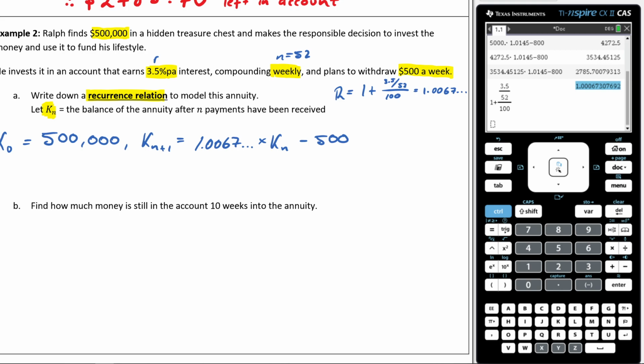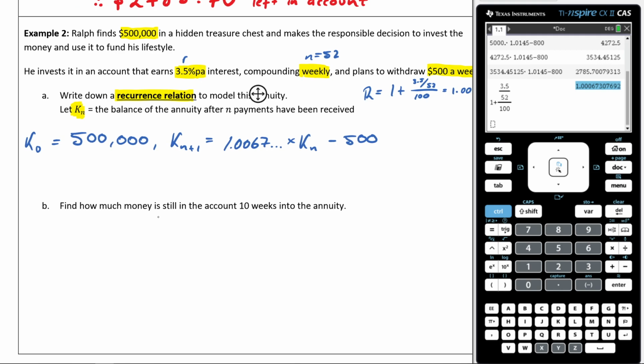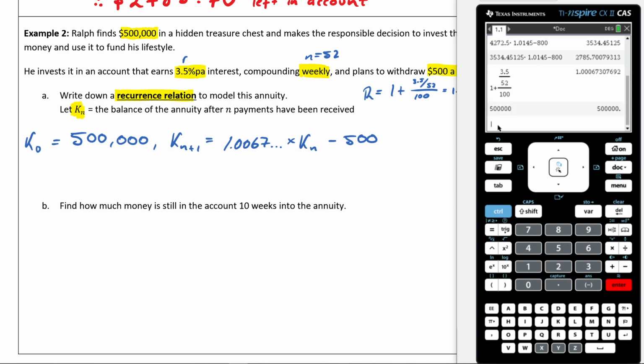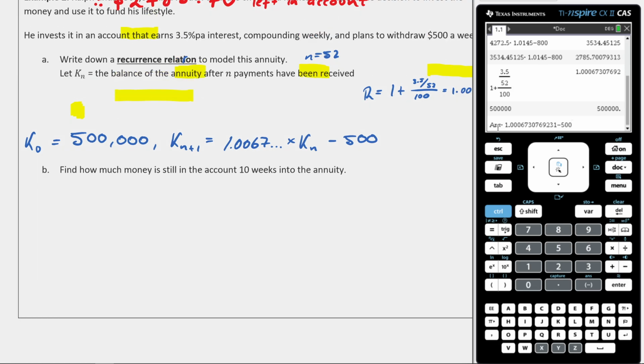Perfect. Once I've got that now, it now says, find how much money is still in the account 10 weeks into the annuity. All right, so what I'm going to do now is I'm going to say, well, I know that I start off with 500, 1, 2, 3, hit enter. Then I'm going to times that by, then what I'm going to do is I'm going to go up, up, up, hit enter to bring that down. Because as you can see, there's a lot more decimal points there, and I want to use them all there. And then I'm going to subtract away 500.